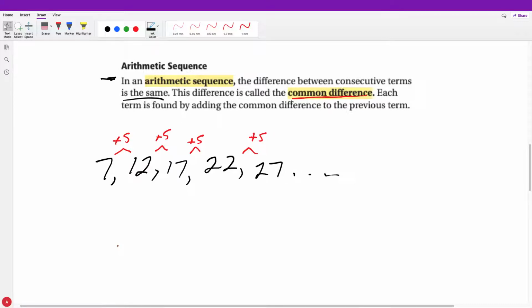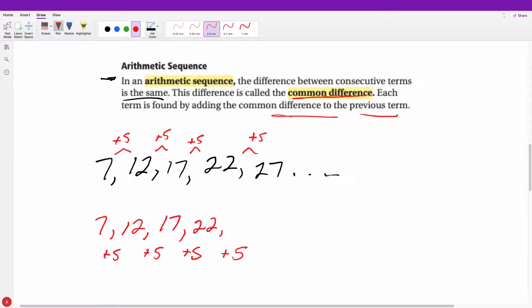And each term is found by adding the common difference to the previous term. So when we started with 7, since we know the common difference here was 5, we are adding 5 to it, knowing our next term is 12. We're adding 5 to it, knowing that our next term is 17. Then we add 5, knowing that it's going to give me 22. We add 5, knowing it's going to give me 27. If we wanted to continue this, we can add 5 again to go to 32, add 5 again to then go to 37, and so on. All right, so an arithmetic sequence is when we have a common difference in between, and we're simply adding that difference to the previous term, and it gives us our next number.